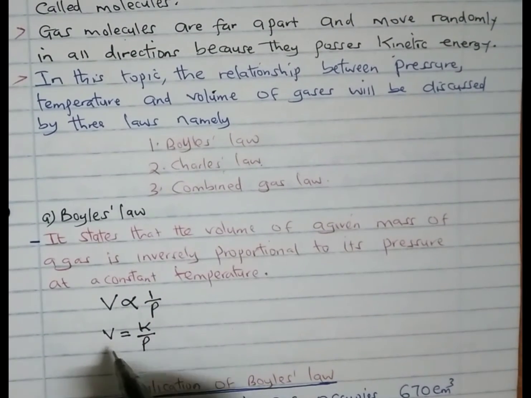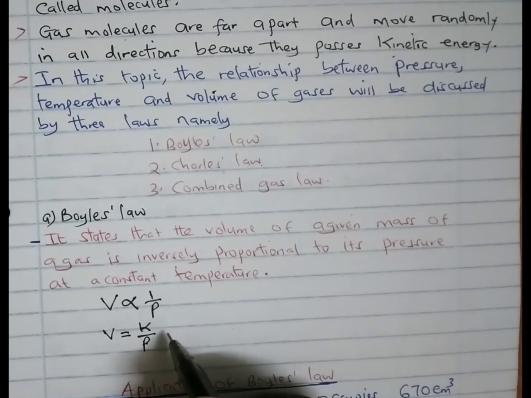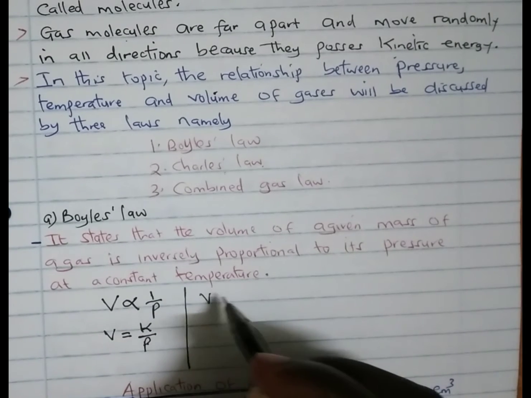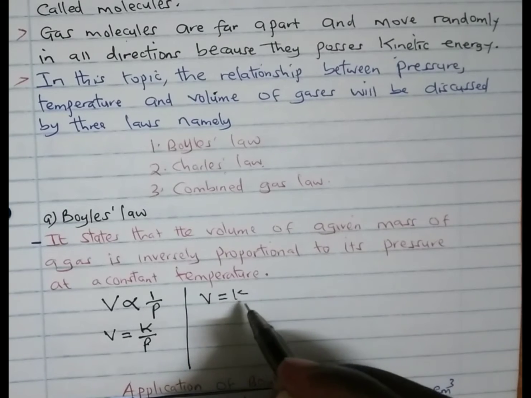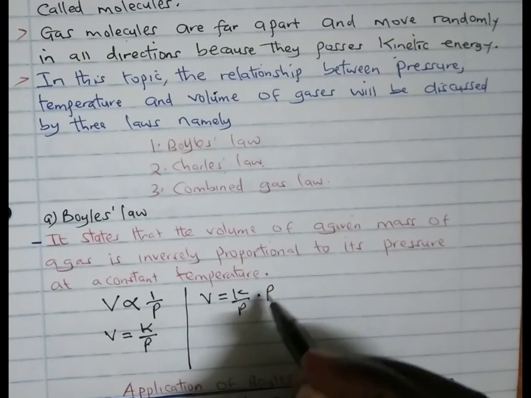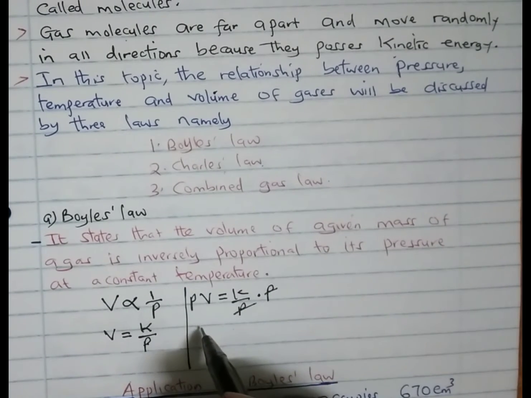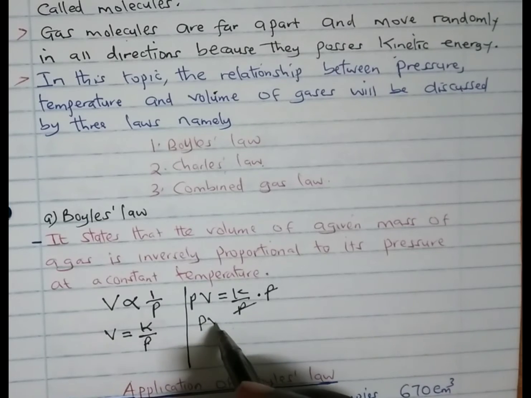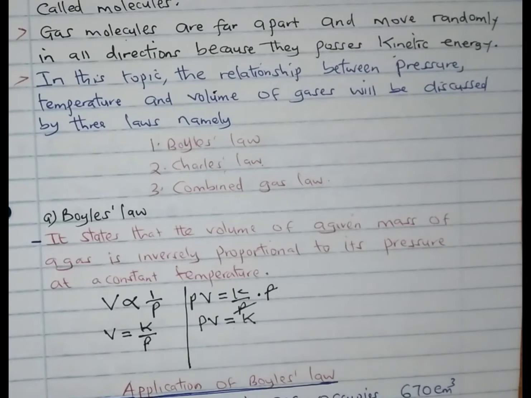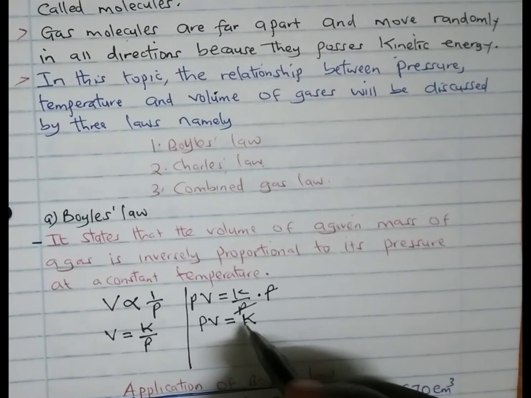If you multiply by P on both sides, we are going to have the following. If volume is equal to K divided by P, and you multiply by pressure on both sides, pressure and pressure will cancel, and therefore if you take pressure times volume, it must give you a constant K, and this constant simply means the constant of variation.